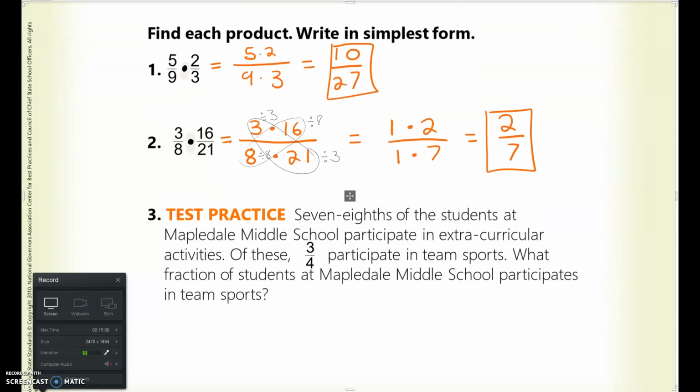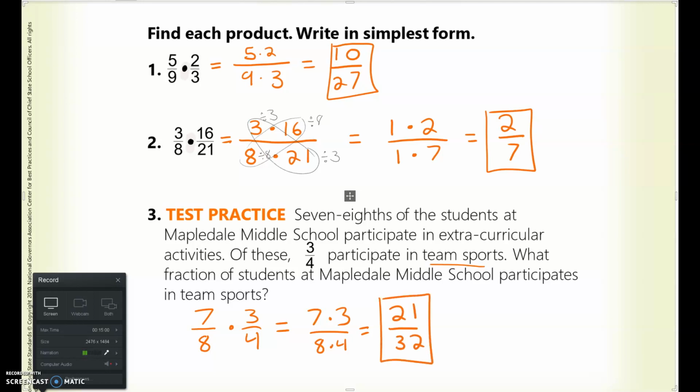Okay, last one says test practice. They're just trickier questions that have a little bit more involved. So 7/8 of the students at Mapledale Middle School participate in extracurricular activities. So that'd be 7/8. Of these, 3/4 participate in team sports. What fraction of students at Mapledale Middle School participate in team sports? So this is a problem that we are going to set up. So we're doing 7 times 3 over 8 times 4, which gives me 21 over 32 as my simplified answer.